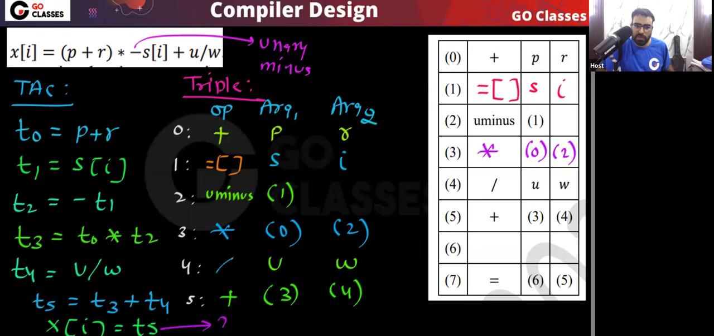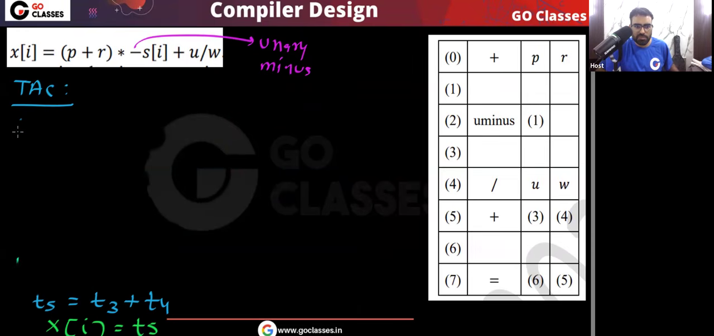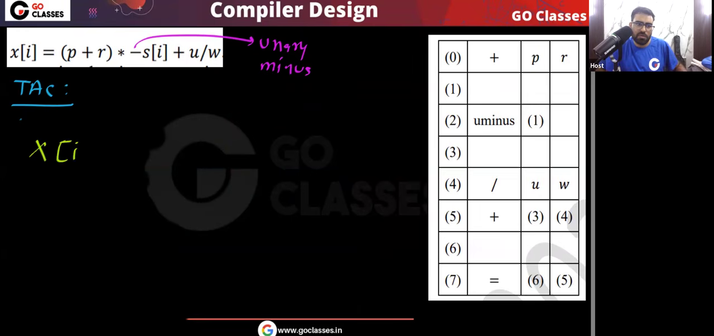Basically, what will happen for this instruction? Let me only tell you for this instruction, focus only on this instruction, xi t5. Okay, yes or no? Just focus on this instruction. Let's see in the triple how to store this.